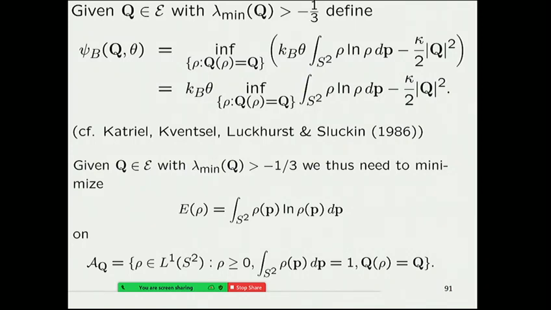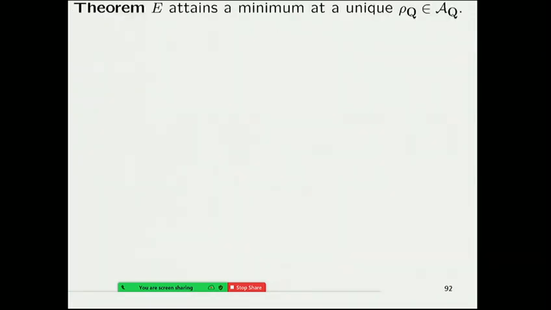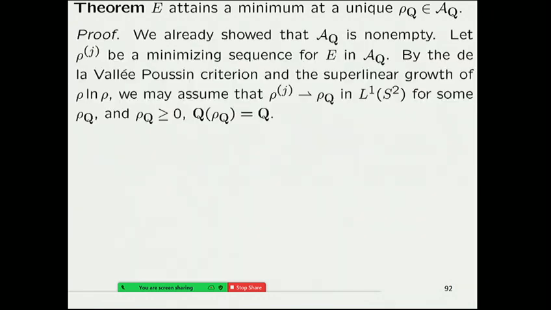Okay, so now, this is just repeating what I said. Given a q with minimum eigenvalue bigger than minus a third, we just have to minimize this entropy term, or minus the entropy, the integral of rho log rho over the sphere, among rho that are probability measures and whose q tensor is the matrix Q. So that's what we have to do, and it attains a minimum at a unique rho sub Q in A sub Q. We already showed that A sub Q was non-empty. That was this construction of the rho by an approximation of a singular measure.